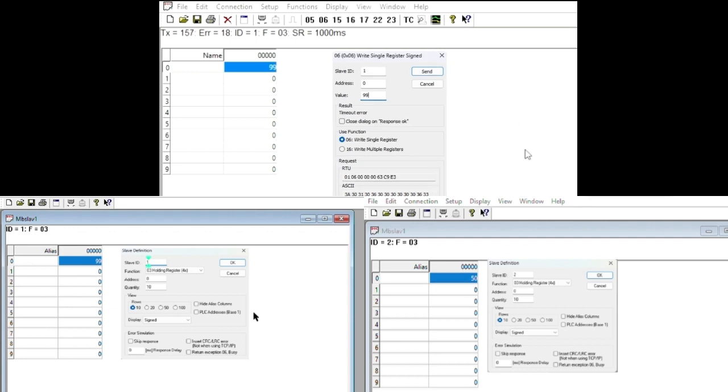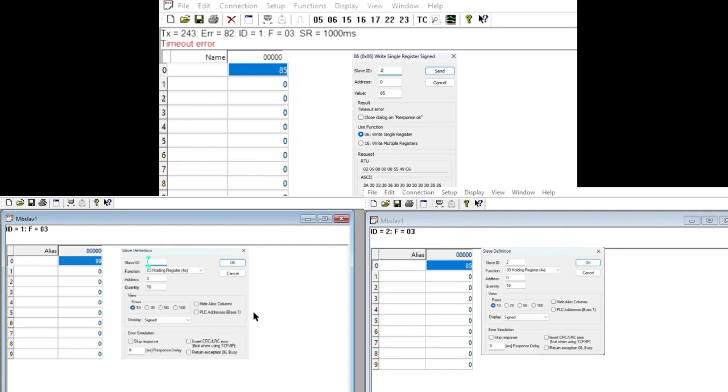Thus, to communicate with another slave, the logic remains the same. Only the master changes the slave ID with which it wants to communicate.